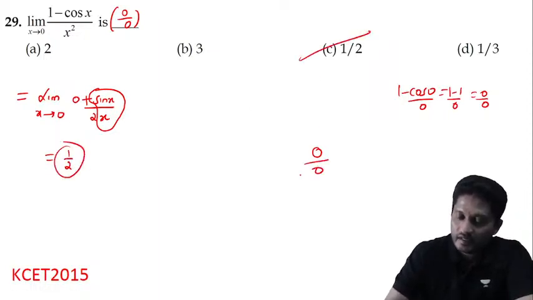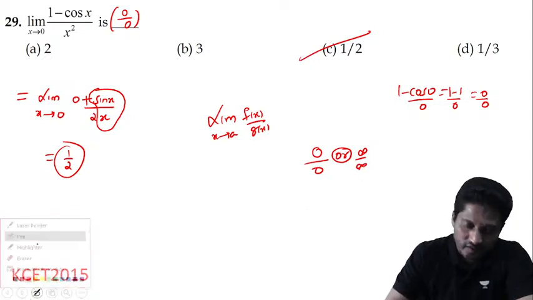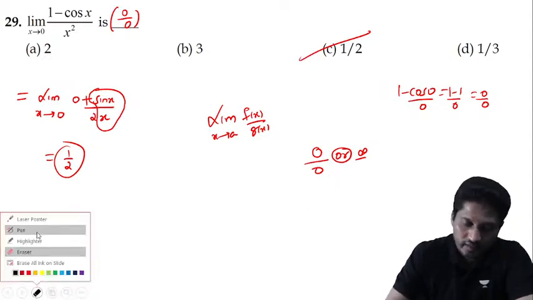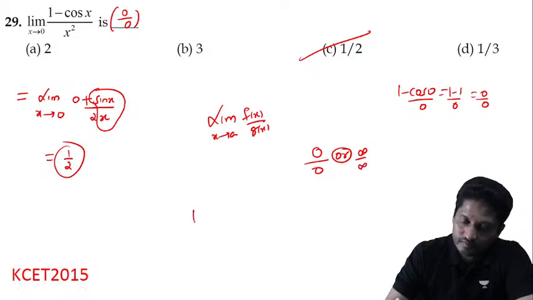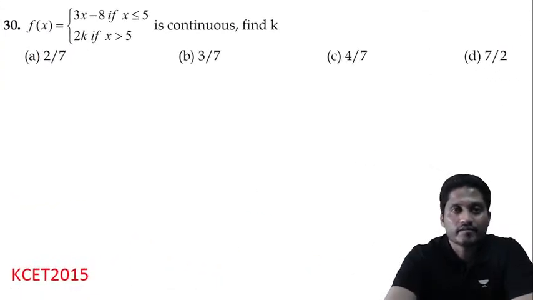Right, any function, if limit x tending to a of f of x by g of x is of the form 0 by 0 or infinity by infinity, differentiate the numerator and denominator separately. That is called L'Hopital's rule. Don't read this as L'Hospital's rule. The s is silent, so it should be read as L'Hopital's rule. Let's move to the next question.